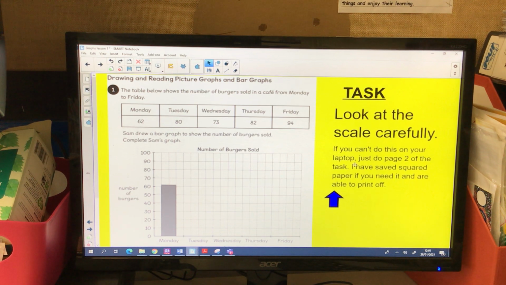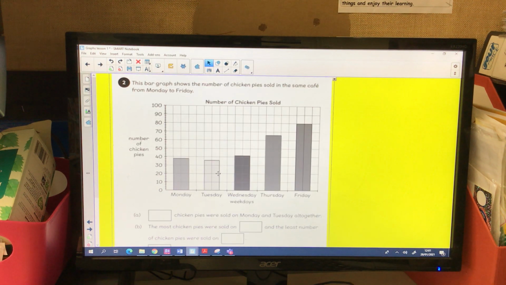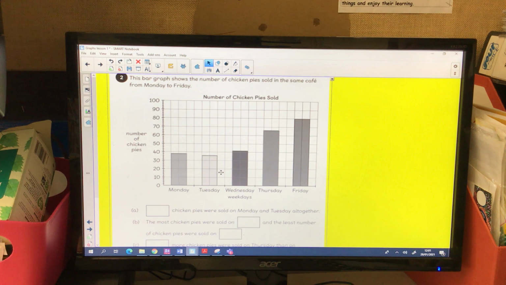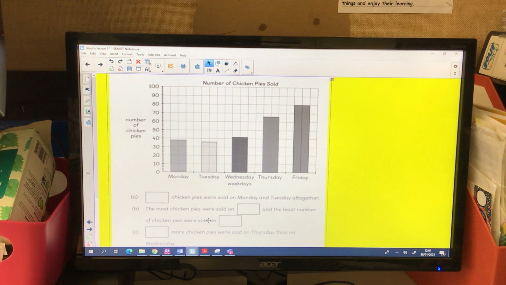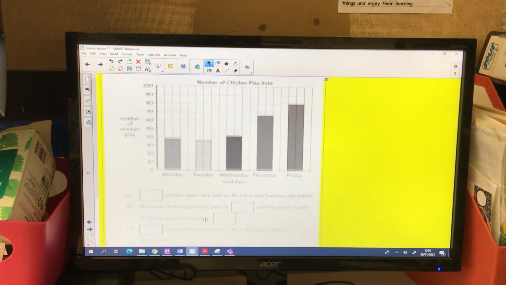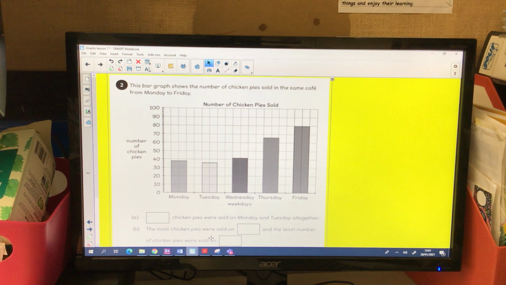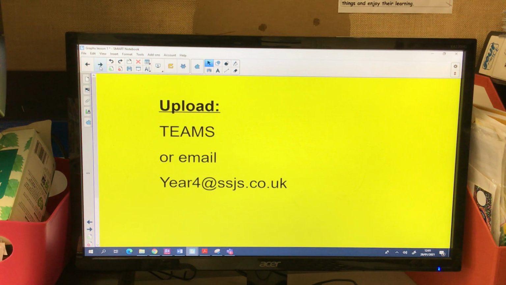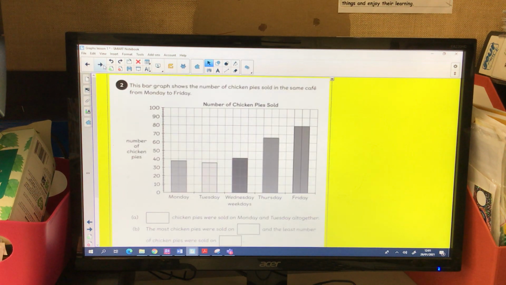If you can't do that on your laptop, you're just going to have to do the second page of this task. If you can do it, or you'd like some squared paper, I have saved that on Teams for you to print off. Second one's just like this, showing that graph and asking questions. You may need to do a calculation or two to answer those questions about that graph. How can you let me see your work? You can put it on Teams, or you can email me your work today, children.